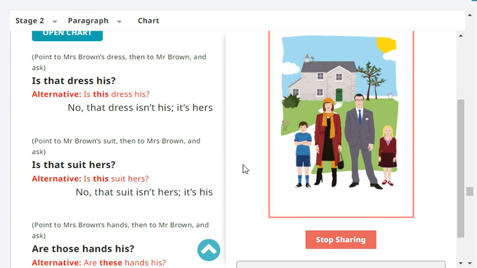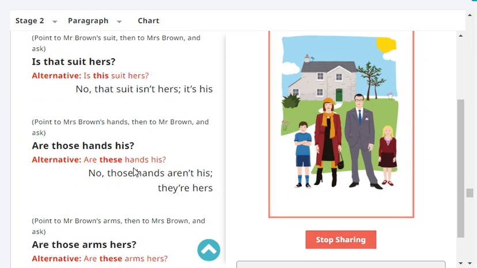Okay, let's practice. Is that dress his? No, that dress isn't his. It's hers. Very good. Is that suit hers? No, that suit isn't hers. It's his. Very good. Are those hands his? No, those hands aren't his. They're hers.